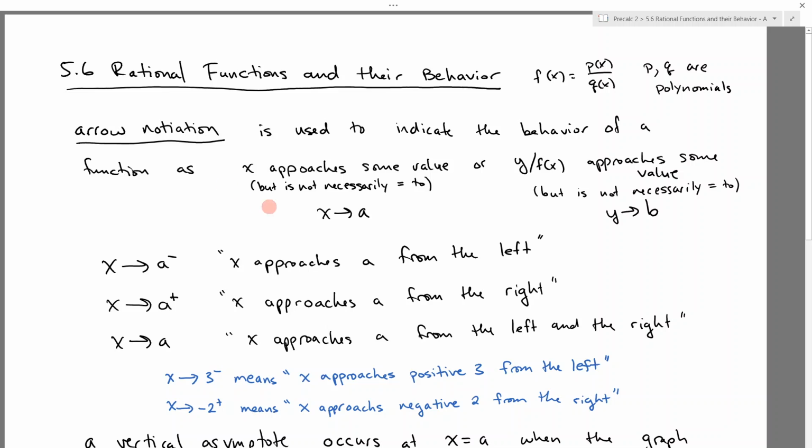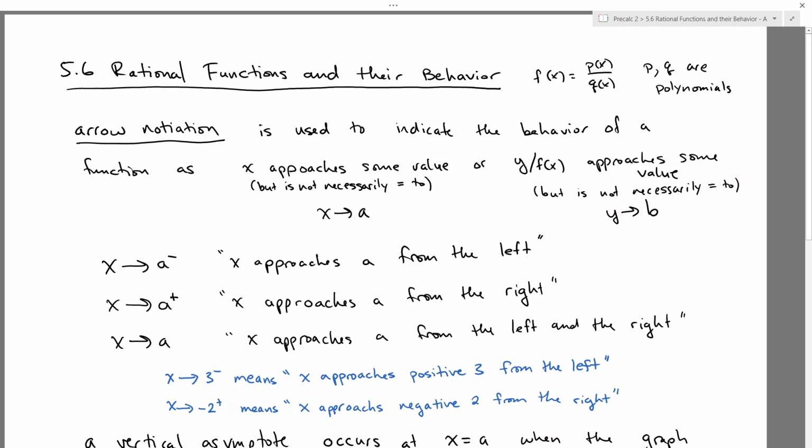And the way we write it is like this. Right? So we write x arrow A or y arrow B to describe how the x and y values change. Usually we use the x values to tell where to look on the graph, and we use the y values to describe how the graph is changing.